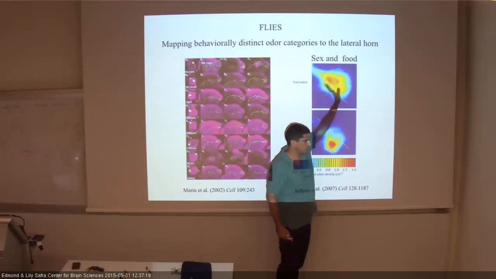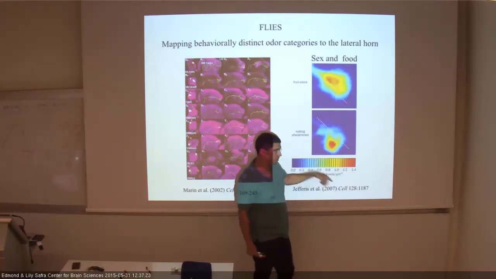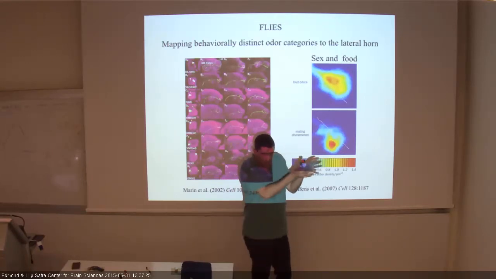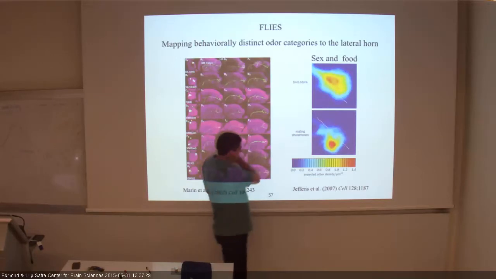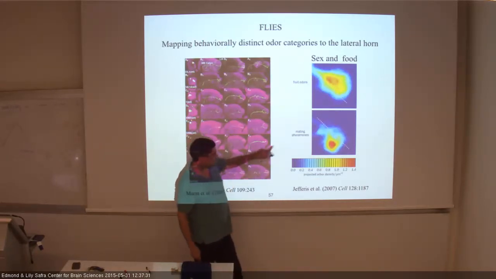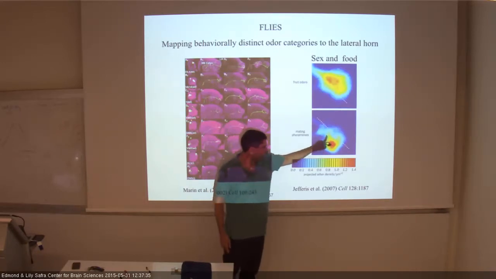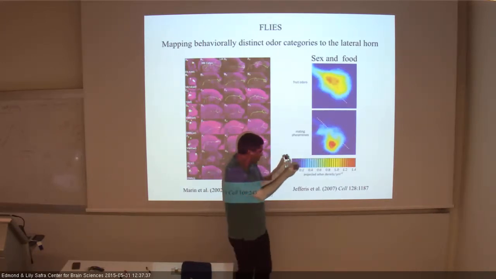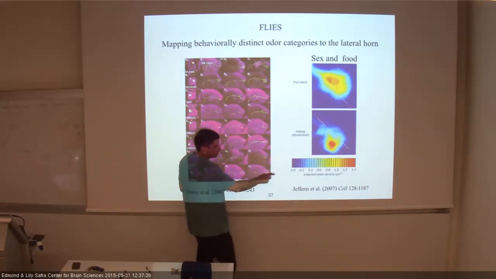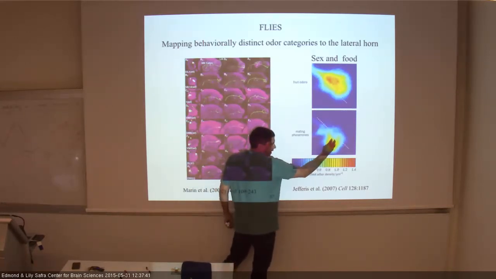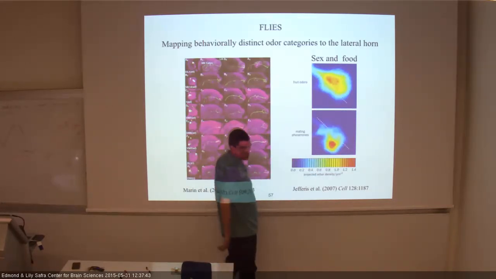probably dorsal side of the postsynaptic site, and it's shown here by the density of the axonal arbors. They send their axons to a very specific part, and all the neurons that respond to mating pheromones send their axons here, and they branch. The specific branches of these axons have a high density, a hot spot here in this case.